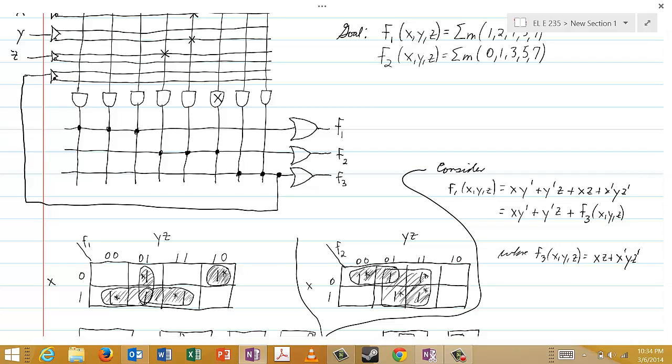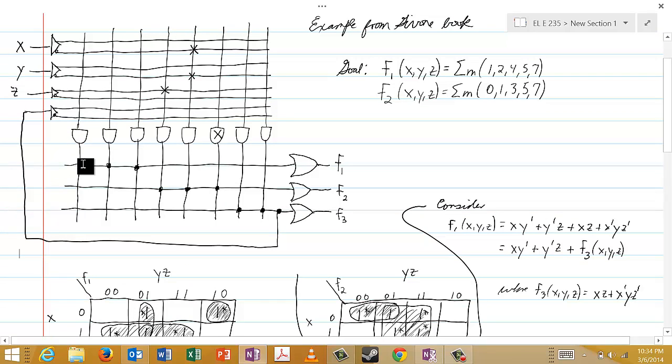And now we can go ahead and finish F1. As we see here again, F1 is XY prime, so we come up here to the first contribution to F1, so we'll put XY prime, so here is X, and here is Y prime. The second contribution to F1 is Y prime Z, and so we come up here for this second line, we want Y prime Z, and so here's Y prime, and here is Z. And then the third contribution to F1 is F3.